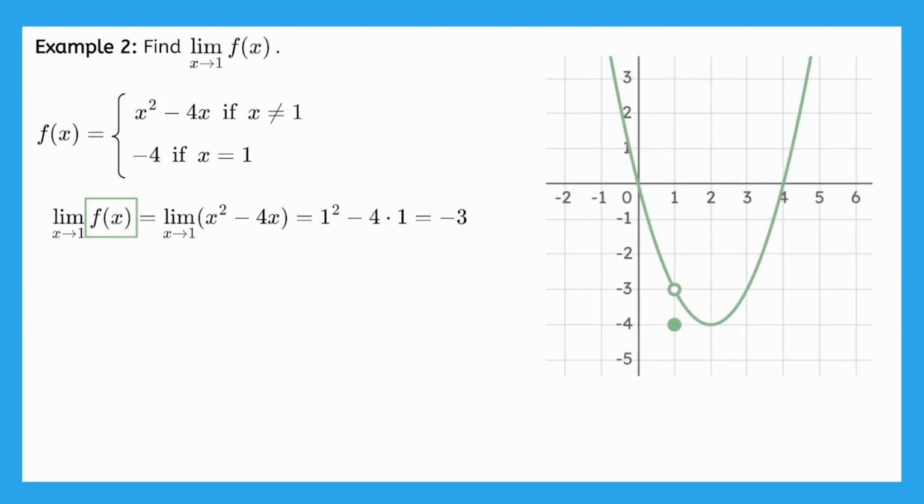Here's the graph of f, and here's the graph of x squared minus 4x. We can see that the functions agree at all but one point. So the limit of g of x as x approaches 1 will be the same as the limit of f of x as x approaches the same value.